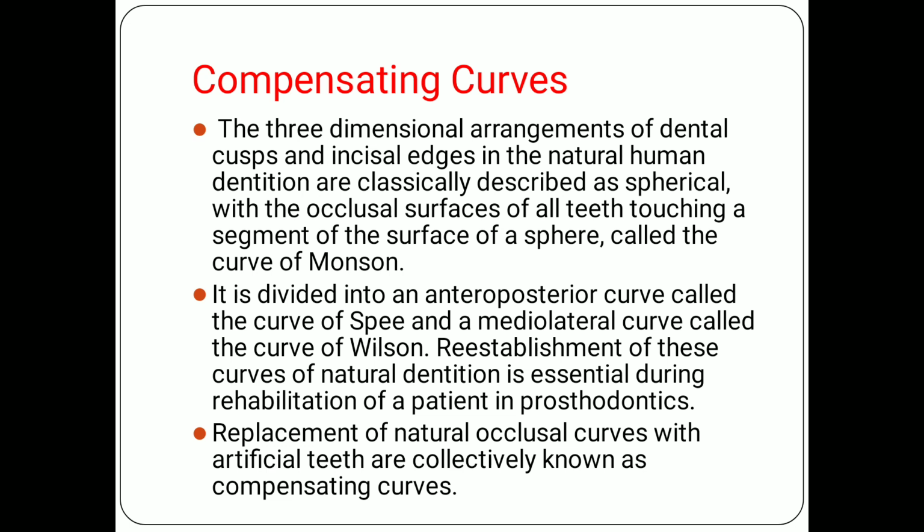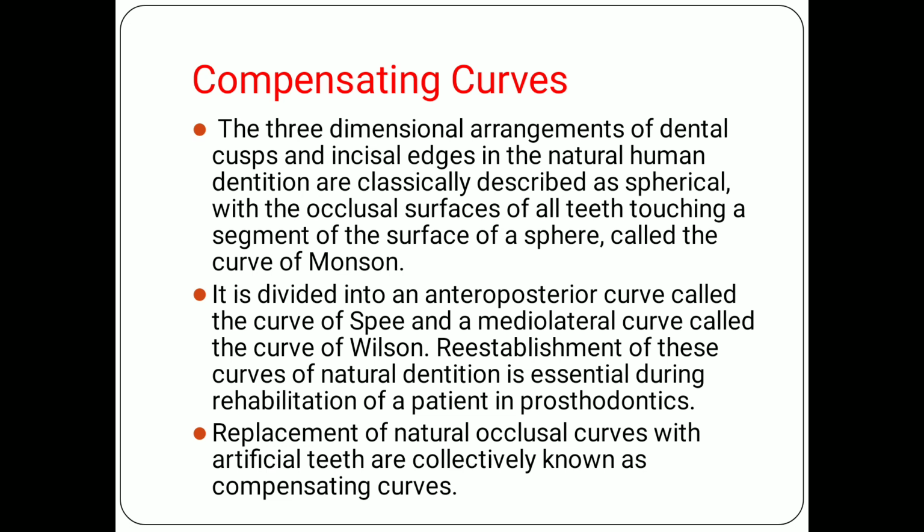In the next session we will discuss the basics, just the concepts of occlusion. What is balanced occlusion, what is monoplane occlusion, what is neutrocentric occlusion. We just have to know what occlusion means: in complete dentures, what type of occlusion we establish, and in natural dentition, what type of occlusion will be present. All this we will discuss in the next class.